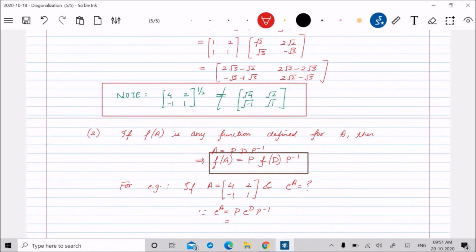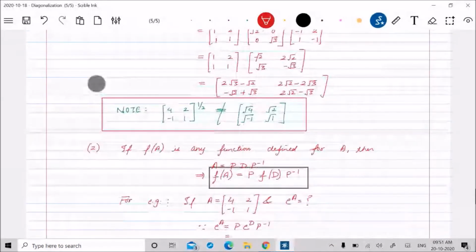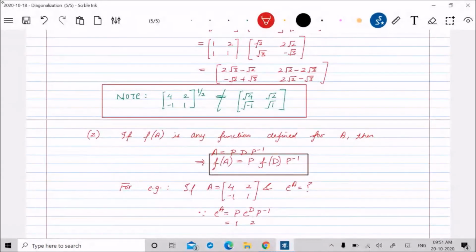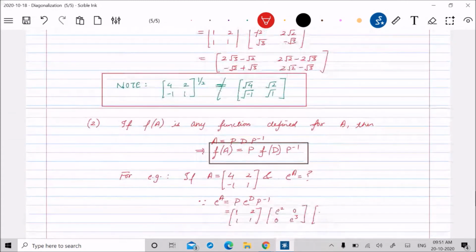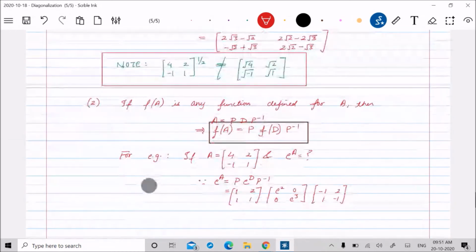The value of P is what? What is the value of P? 1, 2, 1, 1. The value of e to the power D will be e square and e cube. You can see that those eigenvalues are just raised to the power of e, and P inverse was nothing but minus 1, 2, and 1, minus 1. Now we just need to multiply them, right?